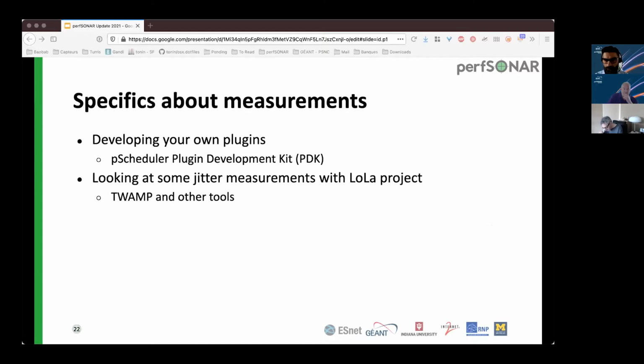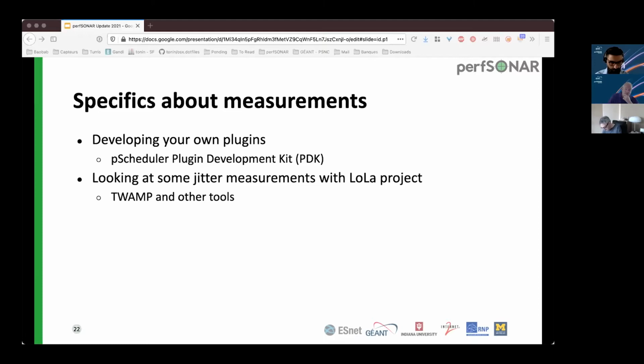And then some more requests were about adding new measurement types, and for that there is the plugin development kit that's available, and that Mark will explain to you about tomorrow.